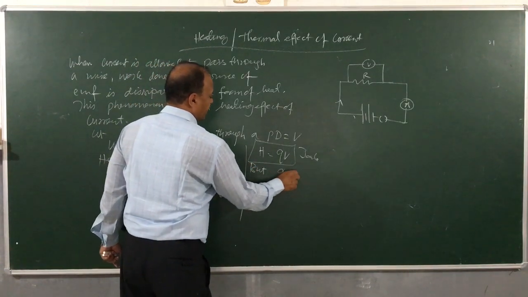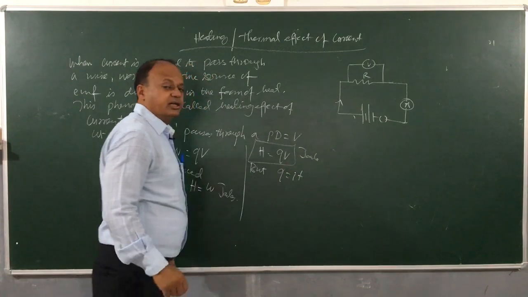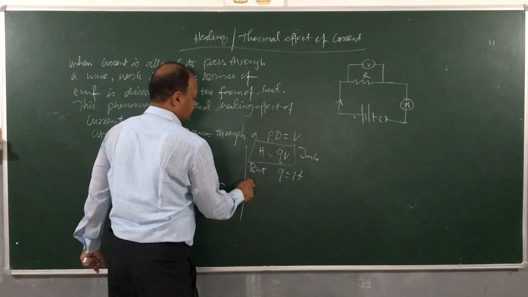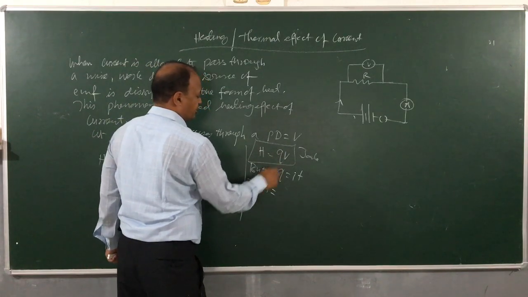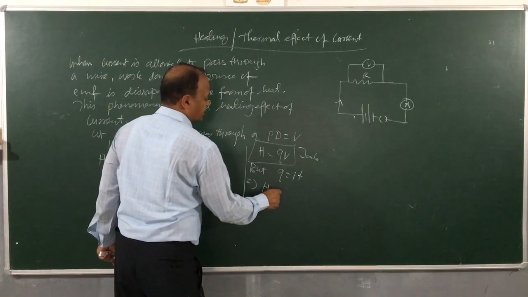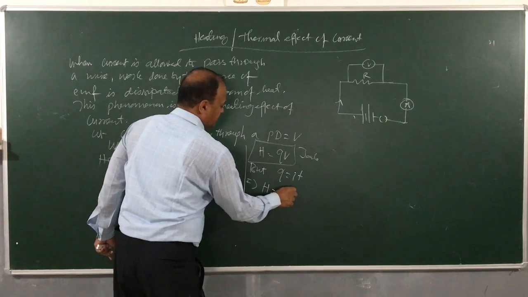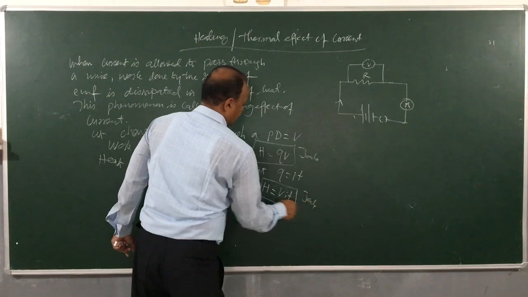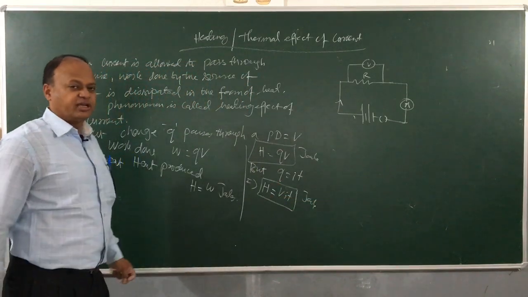But children, Q is equal to how much? I into T. Suppose charge is not given, current is given and time in seconds is given. If I put it here, then H is equal to how much, children? H is equal to VIT joules. Again, this is heat produced in joules. How much is that? VIT.